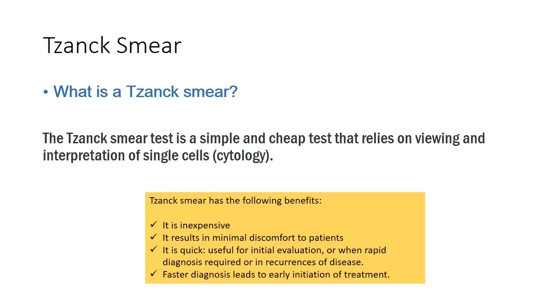So now coming to Tzanck smear. Now Tzanck smear, what is it? It is a simple and cheap test that relies on viewing and interpretation of single cells, that is, cytology of the cells. But where do we require this? We require this when we are reporting a case of blisters, say for example in case of a Herpes Simplex virus, which characteristically causes a mucocutaneous infection of the skin, and followed by that it causes a dissemination to the CNS resulting in Herpes Simplex Encephalitis.